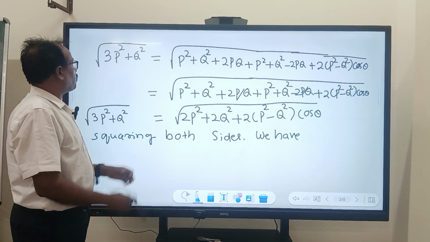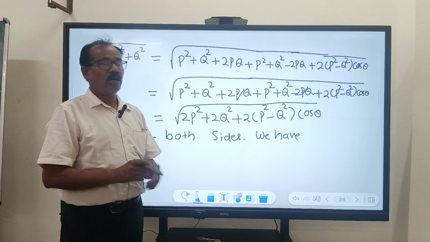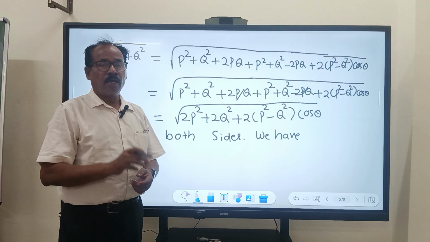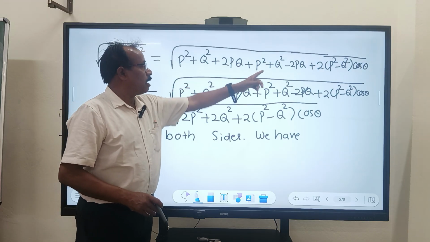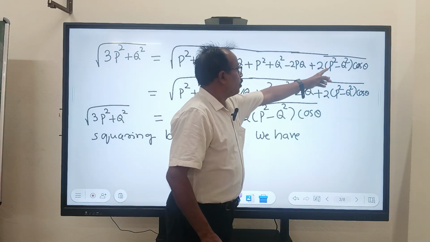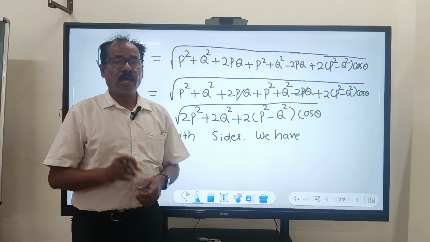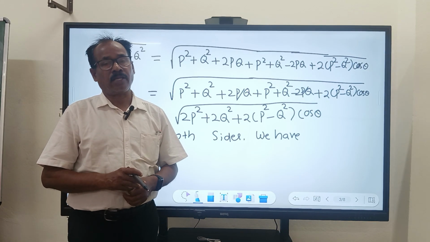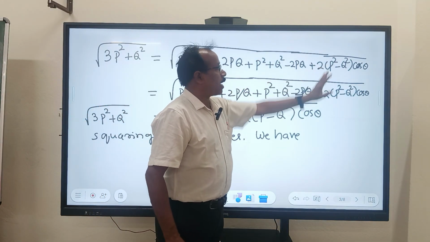Then root over 3P square plus Q square is equal to P plus Q whole square, which is P square plus Q square plus 2PQ, plus P minus Q whole square, which is P square plus Q square minus 2PQ, plus 2 into P square minus Q square into cos theta, because you know that x plus y whole into x minus y is equal to x square minus y square. Therefore, I am writing P square minus Q square.